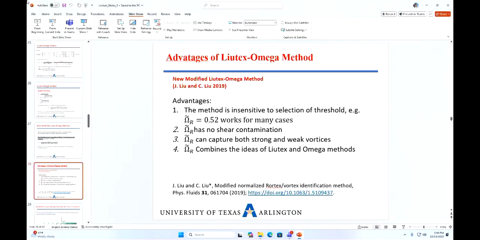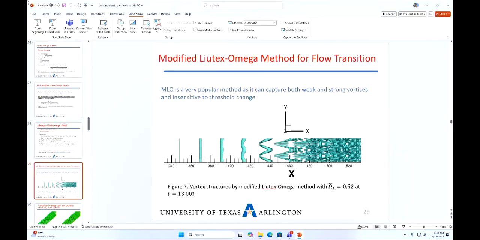All shear will be taken out, but you still have something like stretching contamination. Yeah, the combined idea of mutex and omega method. This is published. You look at these pictures. This is made by this method. I think it is a very clear vortex structure for the fluid transition. You see that? One of the students made that. She graduated already. She gave me these pictures. Yeah, it is very clear. It shows the vortex structures by this method.